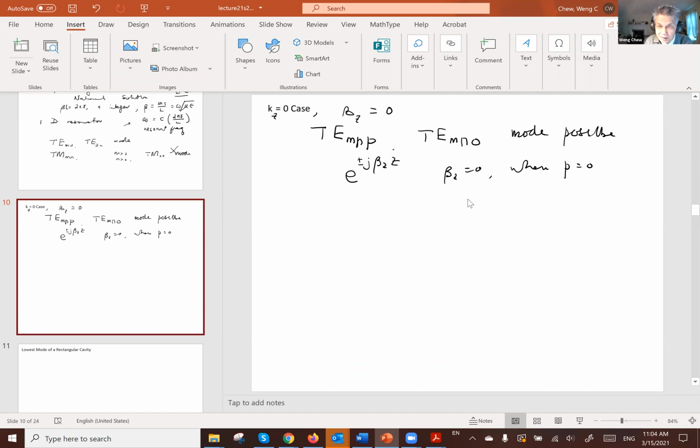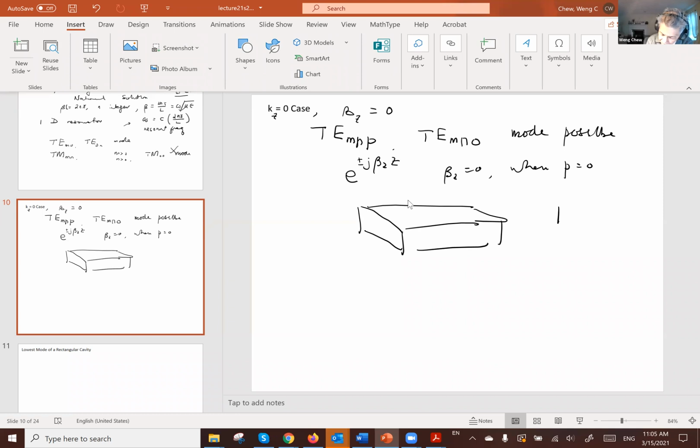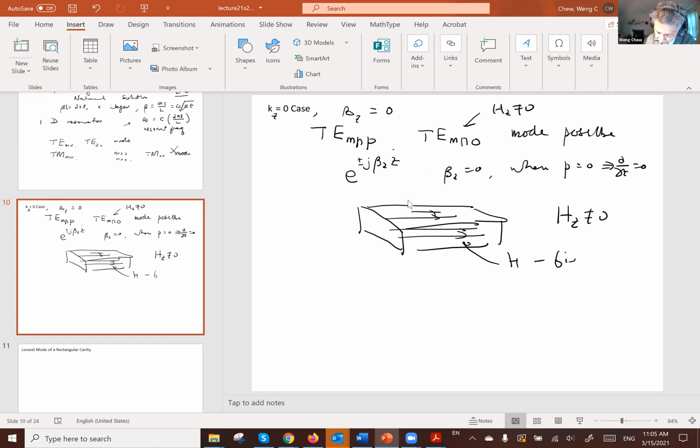And when you have the TEMN0 mode, the magnetic field, Hz is not 0. When Hz is not 0, and at the same time, because P is equal to 0 implies that there's no Z variation in the field, this magnetic field would look something like this. The H field inside the waveguide would look something like this.